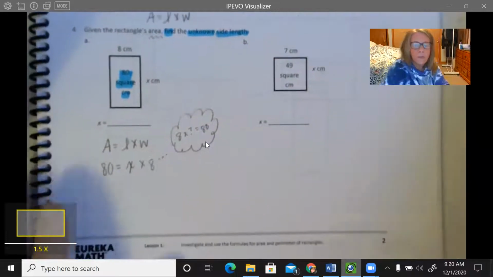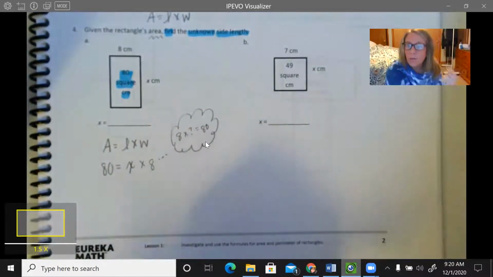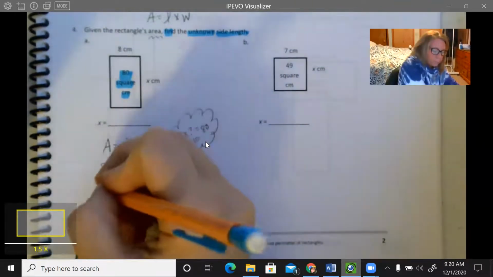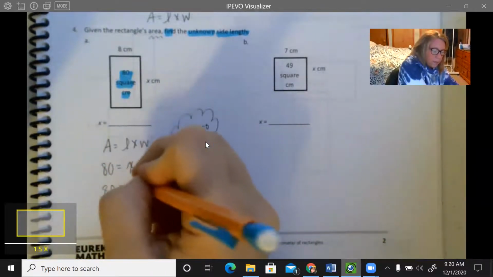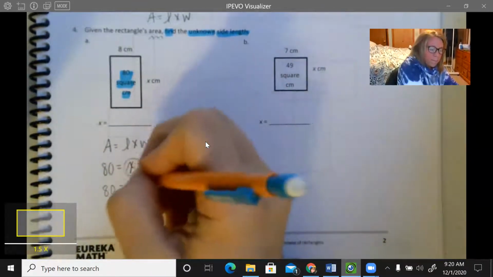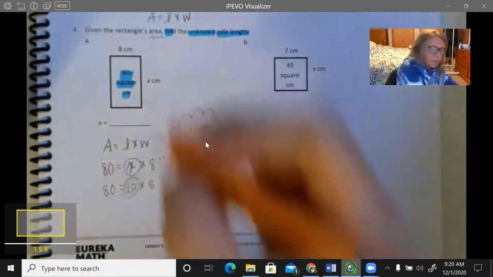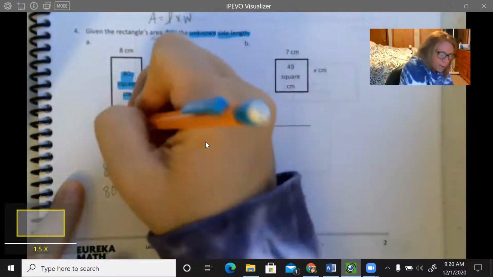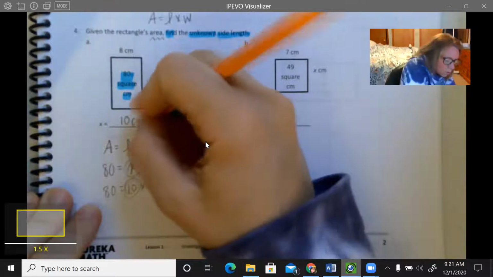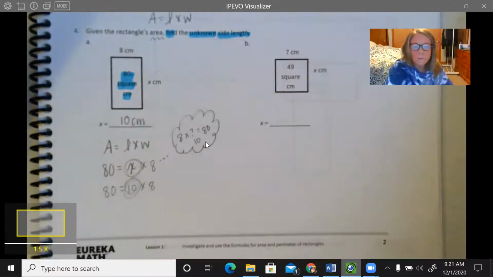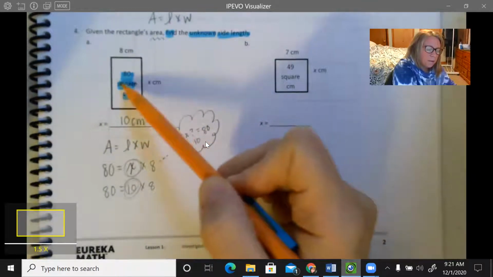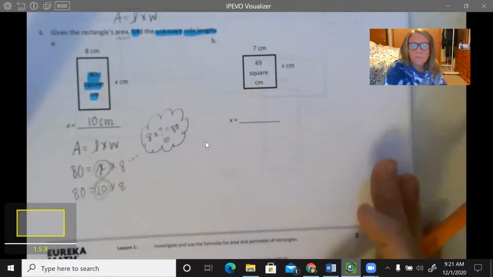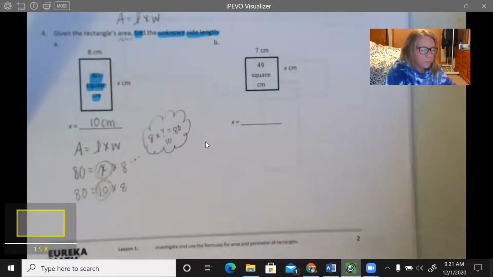8 times what equals 80? I know those 10 facts, so I know this is a 10. So 80 equals 10 times 8. So my missing side length is, it's not just 10. I need my unit. I look back and I see centimeters. Now, if I went to check, 8 times 10 would give me 80. Okay, moving on to letter B.